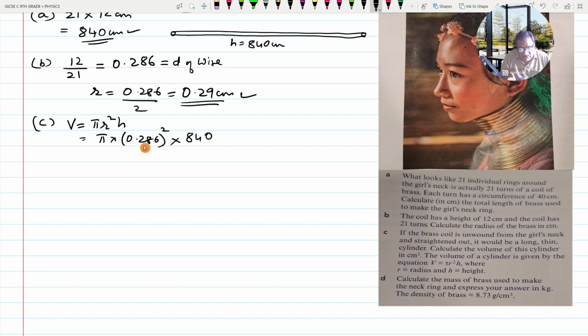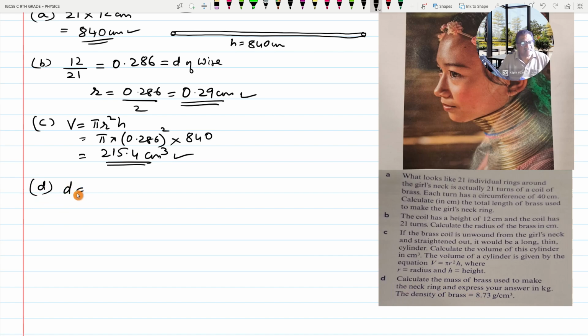Okay. So this will give you the volume, and if you work out this pi into 0.286 square into 840, the answer that you get is around 215 point something. I think it's 4, and it will be centimeter cube. So this is the answer for that volume. Okay. Now, once the C part of the question is done, the D part of the question is the last part. That is the mass you have to find out.